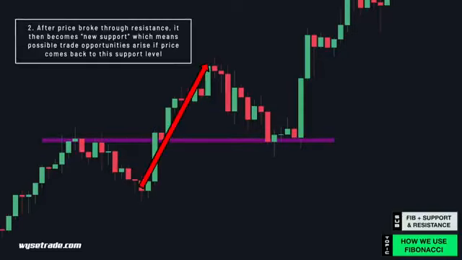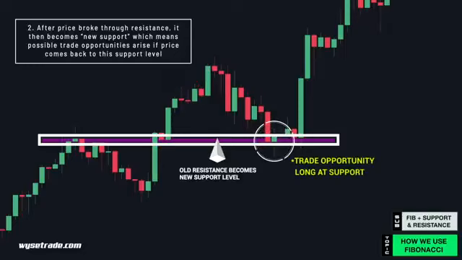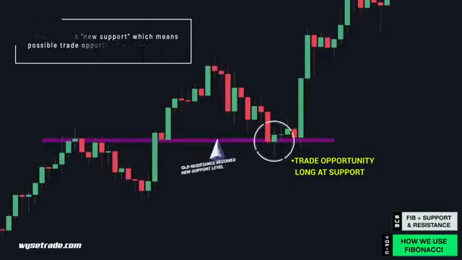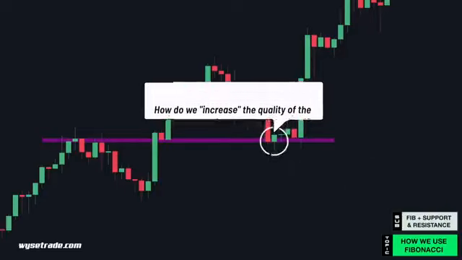After price broke out, this key resistance level then becomes new support, which means if price approaches this level, there are possible trade opportunities long. So how do we increase the trade quality of this trade opportunity? This is where the Fib tool comes into play.